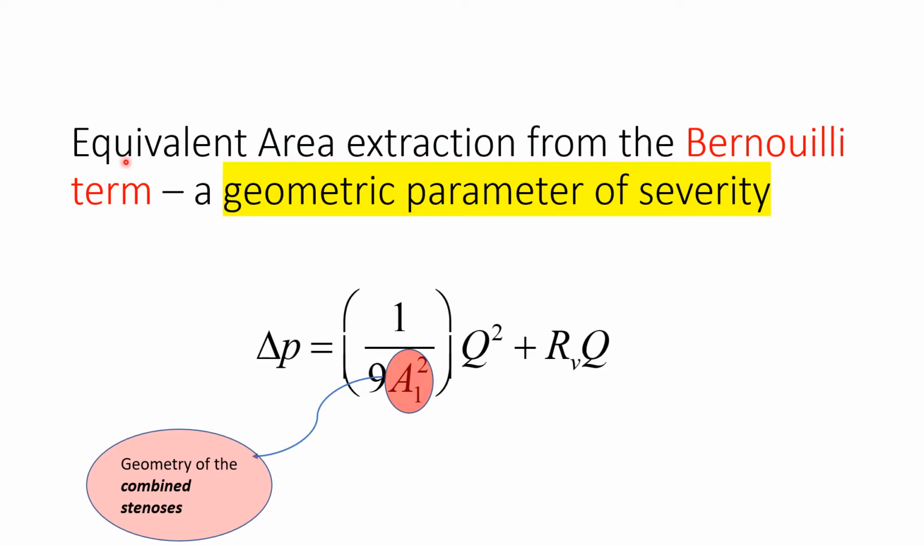And why do I bring this approach? Because if you can fit the data from a patient to the parabolic function, you can extract from the kinetic term a geometric descriptor that would have a relation to the severity of the disease.